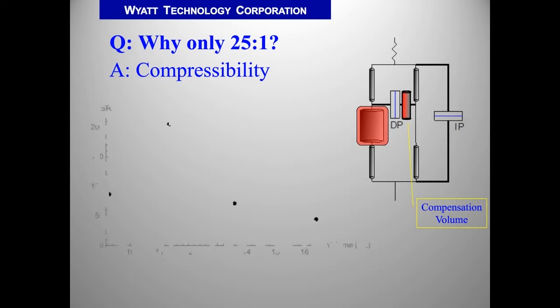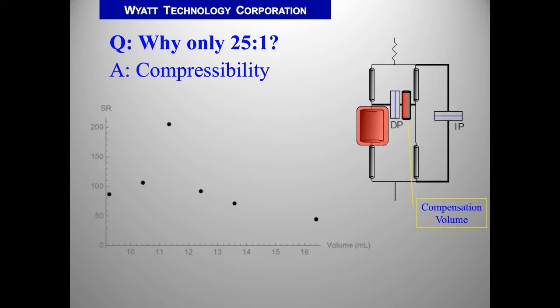And so here is a plot. On the left side is the suppression ratio, and on the bottom is the volume inside the compensation volume. And we already had one point on this plot. We talked about when there is no compensation, you get about 25 to 1 suppression, and that's way off on the left of this plot. It's actually off the screen.